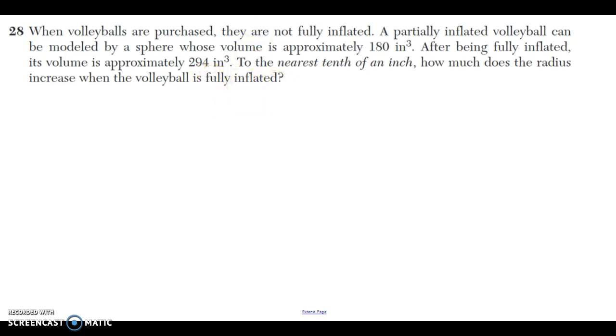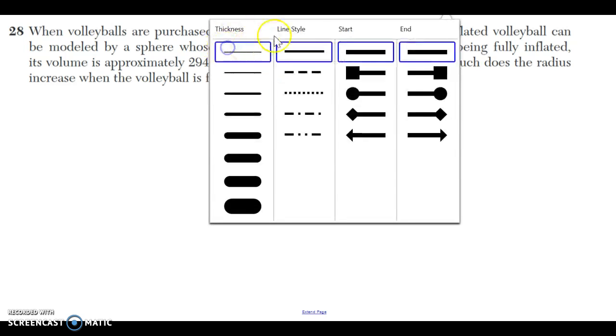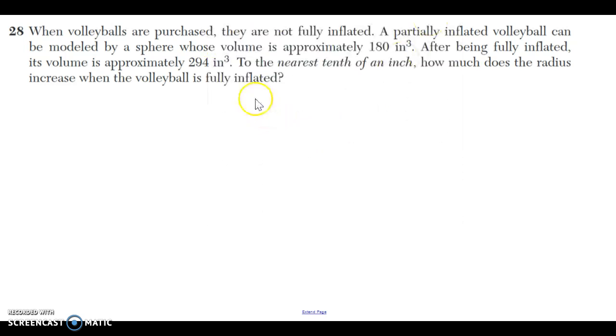So first thing that you should think to do is to go to your reference sheet and look up the formula for volume of a sphere. Even if you think you know it, please double check, because a lot of people forget that it's 4/3 pi r cubed, not r squared.